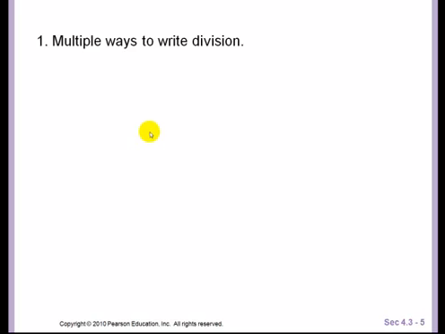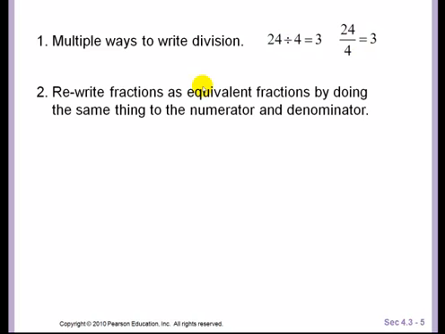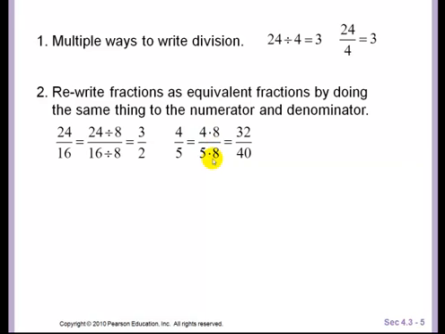The first one, that there are multiple ways to write division. We can traditionally write it as 24 divided by 4 with the small division bar with the two dots, or you can write that as a fraction. These two things mean the same. When we rewrite fractions, we can either divide the top and bottom by the same thing, or multiply the top and bottom by the same thing. As long as you've done the same thing to both the top and bottom, your two fractions are equivalent. 24 over 16 is equivalent to 3/2. 4/5 is equivalent to 32 over 40.